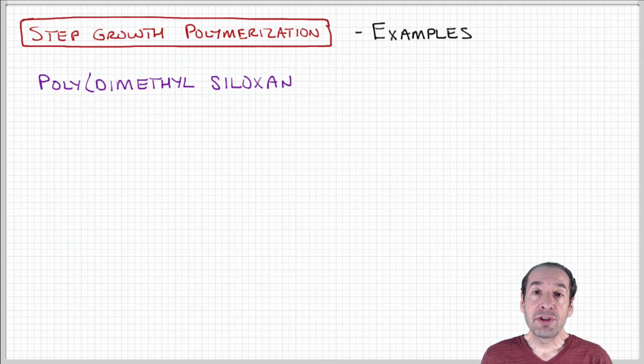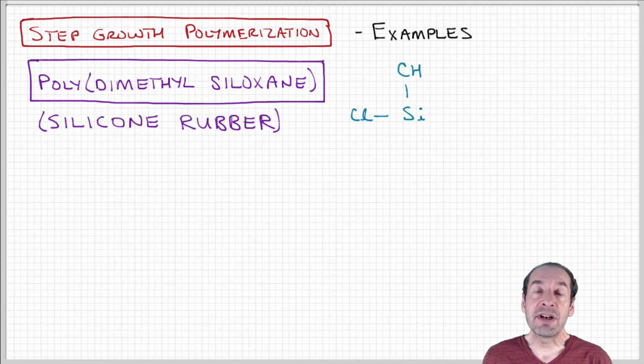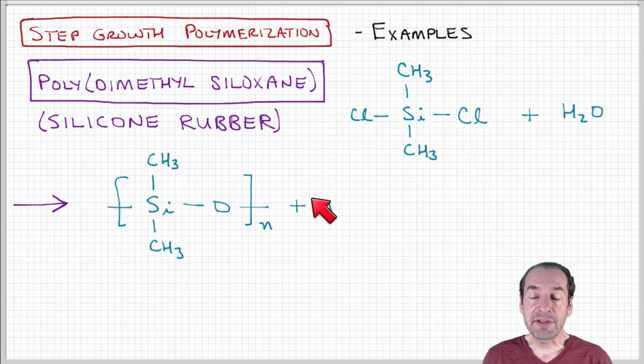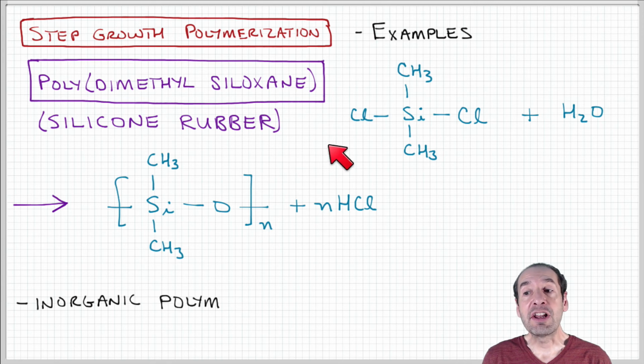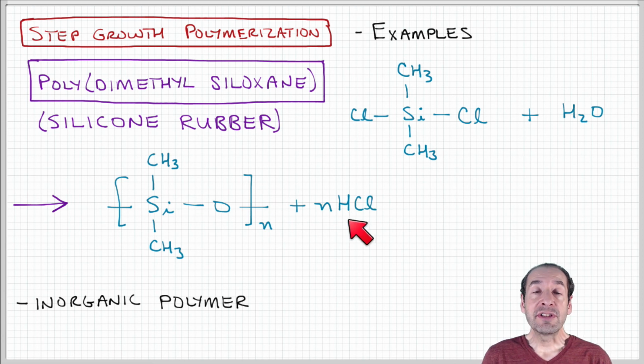Another material that I wanted to highlight that's produced using step growth polymerization is polydimethylsiloxane. And remember, we talked about this before in the context of the fact that it's an example of an inorganic polymer. So this material does not have a carbon backbone like all of the other polymers that we've talked about so far. This material is produced by a reaction of a functional group with water to form this repeat unit and condensation product of HCl.